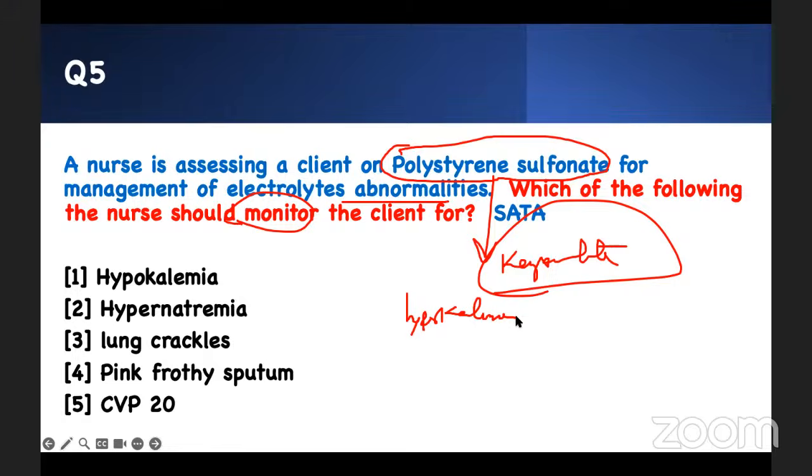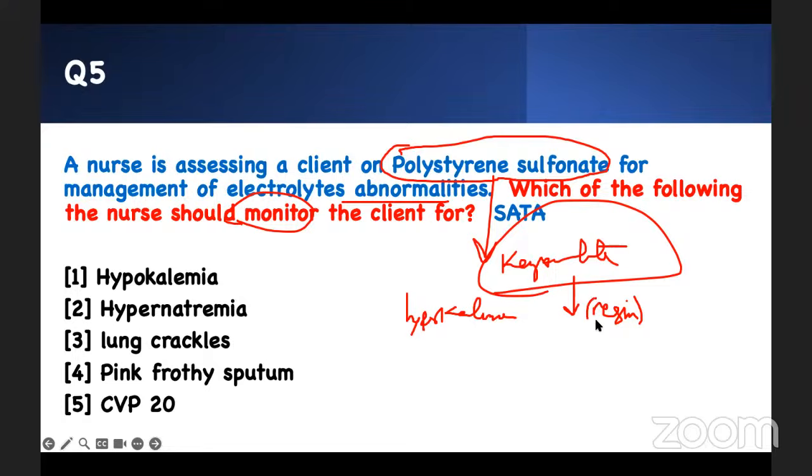So this is the key. So what do you want to do? Kayexalate, you get rid of potassium. So what do you expect? The nurse monitors the client for what? If I'm giving you this for hyperkalemia, I expect your potassium to go down. By the mechanism of action, it has a reason.